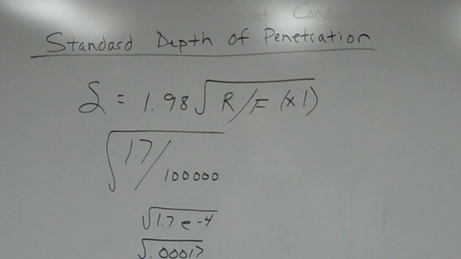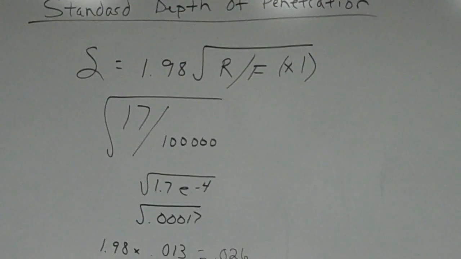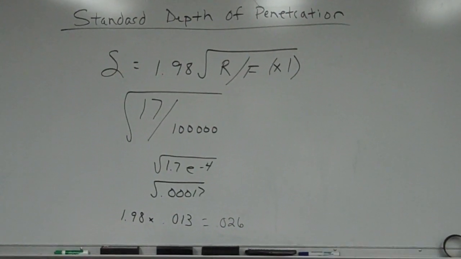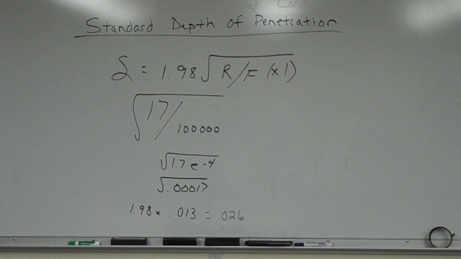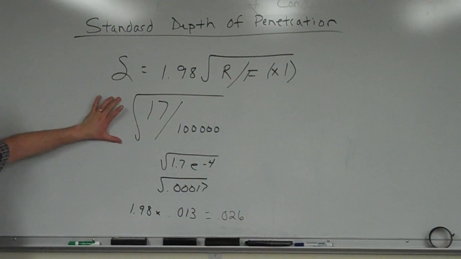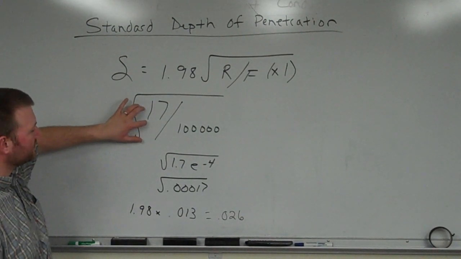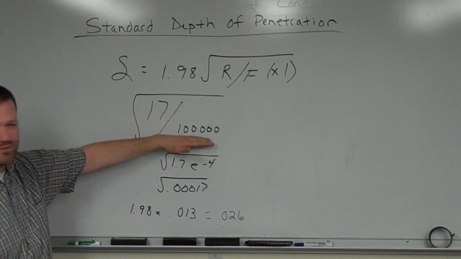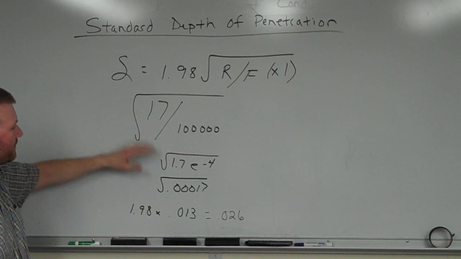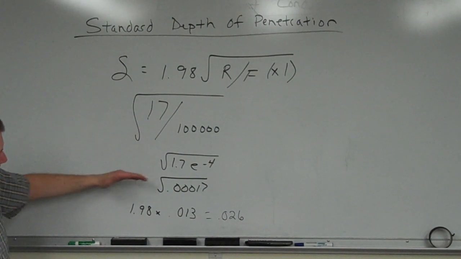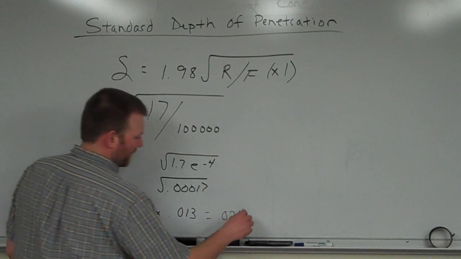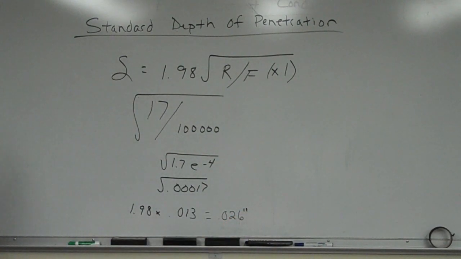Let me make sure you can see all that. Let's back that out a little bit. There we go. Here's our standard depth of penetration formula, and here are our numbers. We just made these numbers up. This is our resistivity value, and this is our frequency value. I don't have my units on here, but technically we would need units. There's what this equals. Square root that: 13 thousandths. We're in inches, so we multiply by 1.98, which represents 26 thousandths of an inch.